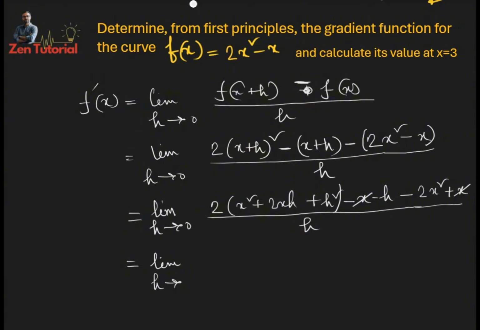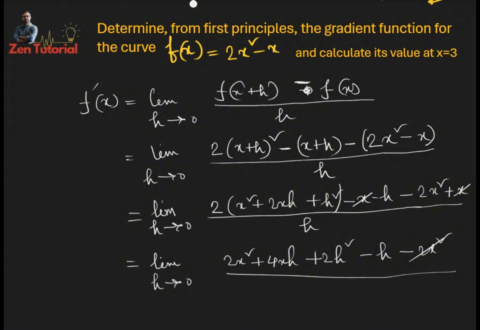The following line will be limit h tends to 0. So here 2x square plus 4xh plus 2h square minus h minus 2x square. So x square and x square cancel out, and of course over h. Now we can't plug in the value of h, otherwise it will become infinity. So let's simplify more. H tends to 0.